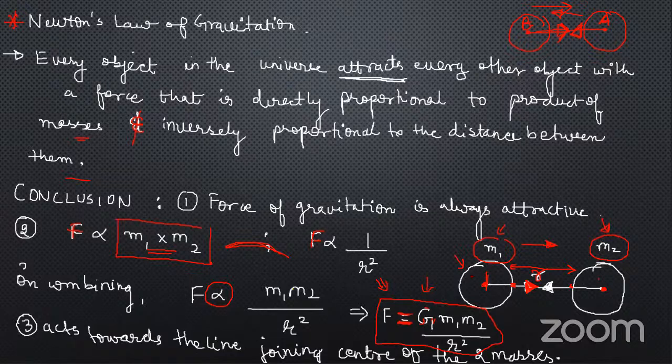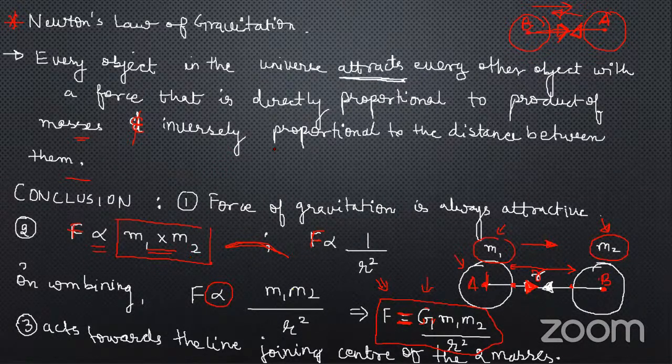Let's say there is a body A and a body B. Both are a part of the universe. They are going to attract each other, and the attractive force is going to depend upon the value of their masses. How does it depend? It is directly proportional to the product of their masses. So this is the symbol for direct proportion: F proportional to m1 into m2. This is the first part.